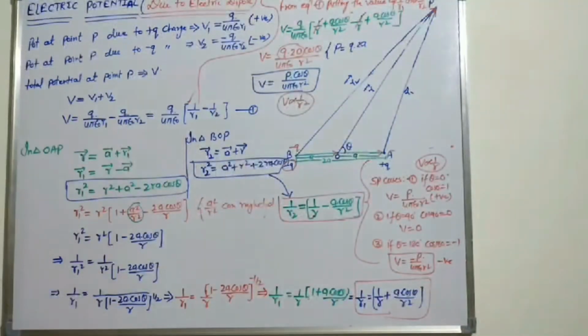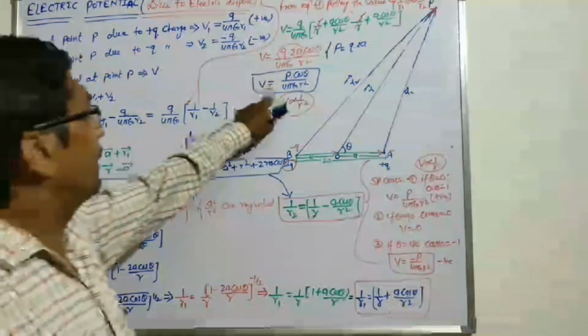Now the whole topic is related to electric potential due to an electric dipole at any point P. The main formula is here.